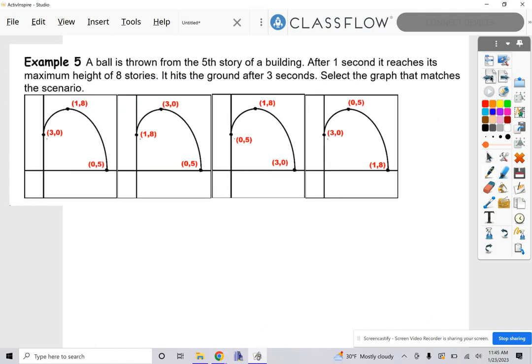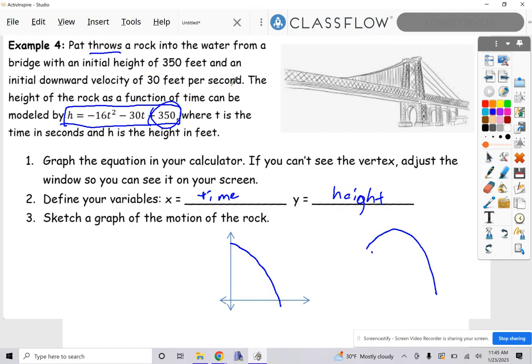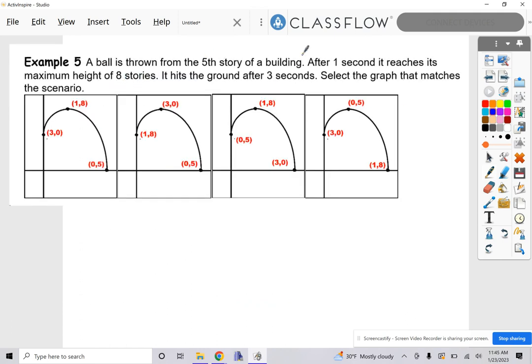Okay, for this last part. Those were taking equations and finding information about them. This is taking information and creating a graph, so kind of working backwards a little bit here. So a ball is thrown from the 5th story. So at 0 seconds, we're at the 5th story, or we could say 0, 5, if this is time and this is height.